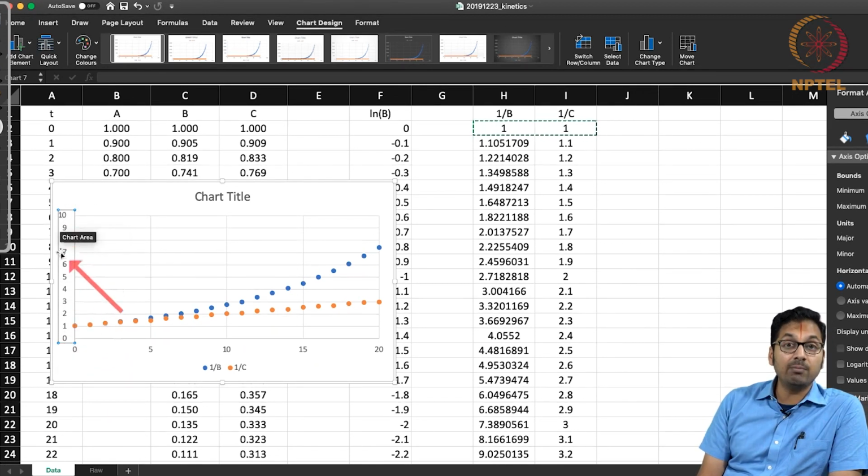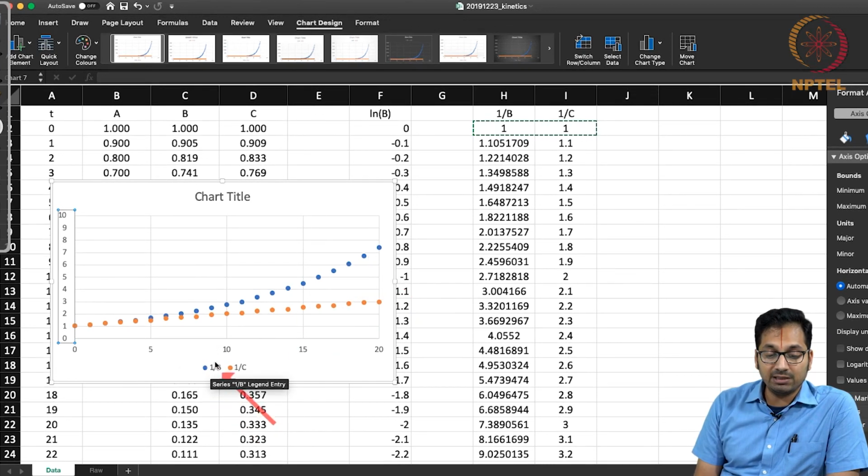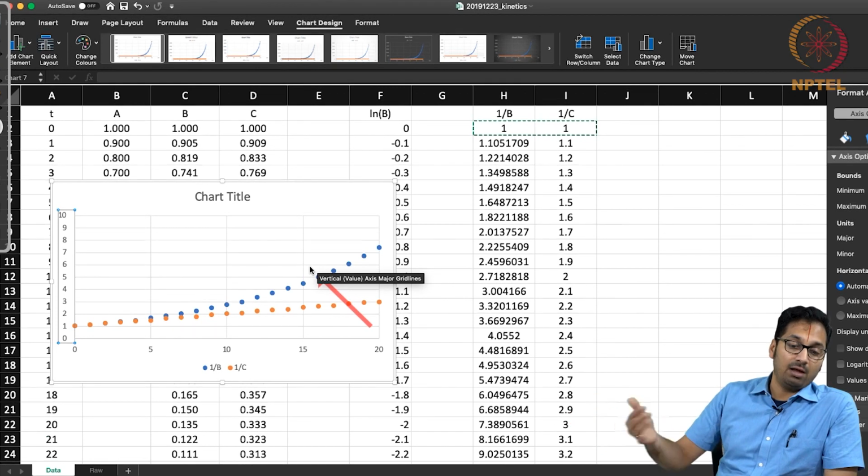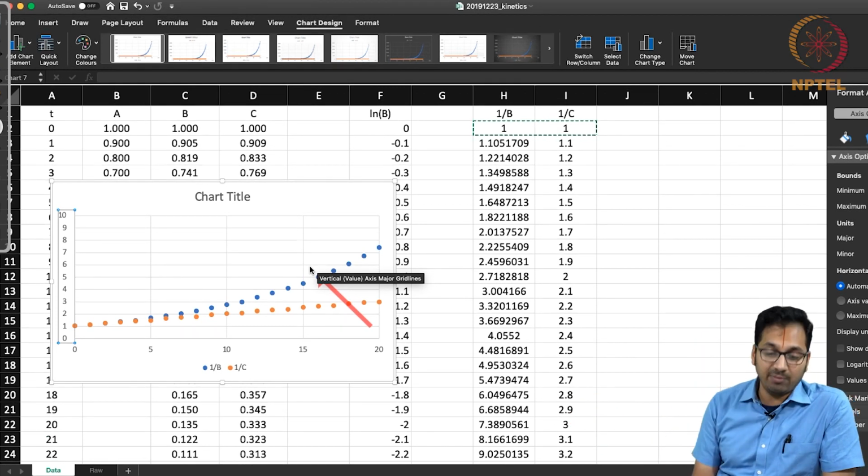So now when I zoom in properly, what you are able to realize is that the orange line goes in a certain way, while the blue line starts to deviate very fast, which is known because we know for a fact it's a first order reaction for B. So therefore it's not going to be a linear line, and you're exploding as the t starts to increase. The 1 over B is increasing tremendously.